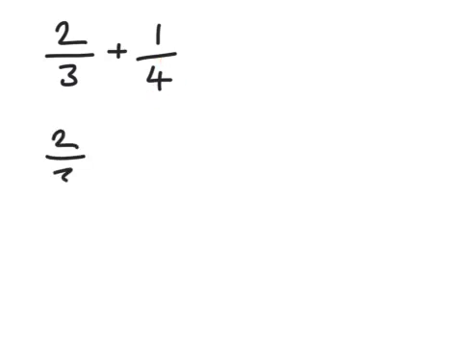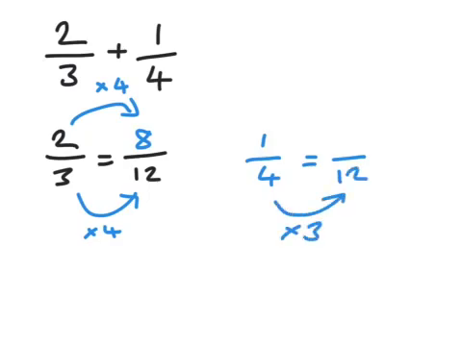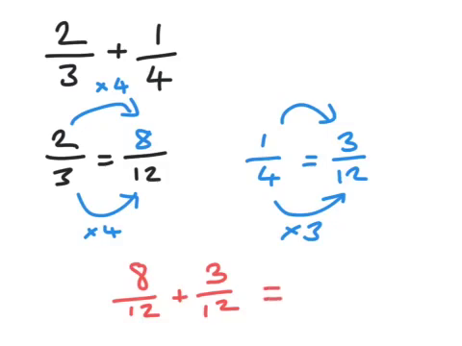We've got 2/3 equals how many 12ths? Well, 3 times by 4 will make 12, so I multiply the 2 on the top by 4 as well, which gets me 8/12ths. Do the same for the second number, 1/4. I'm going to turn that into 12ths. So 4 times by 3 is 12, so I multiply the 1 by 3 and I get 3/12ths, which leaves me with 8/12ths add 3/12ths. 8 add 3 is 11.